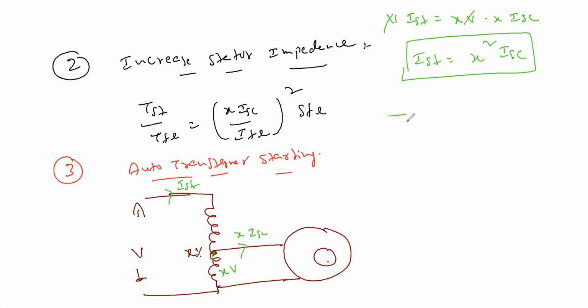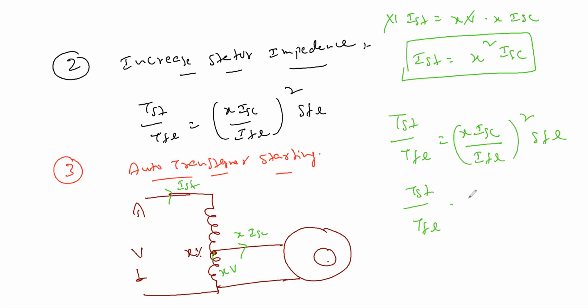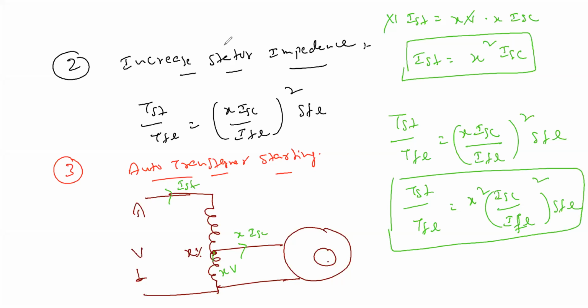What about the torque? Let us see. T_start by T_full load. For the induction motor, how much current is coming in? This is X I_SC. Don't worry about how much enters the transformer; as far as the induction motor is concerned, we should see how much current goes to the motor. But while looking at this, we have to see how much reduction is happening. So T_start by T_full load is (X I_SC by I_full load) whole square times S_full load, very important. See here now, the current reduction is X square times and the torque reduction is X square times. This is acceptable, I agree.